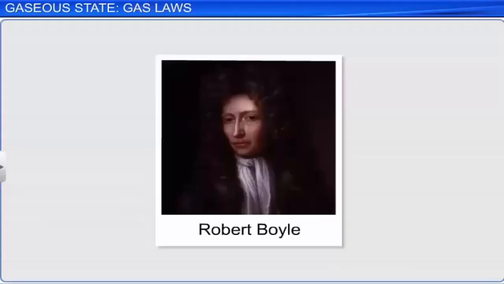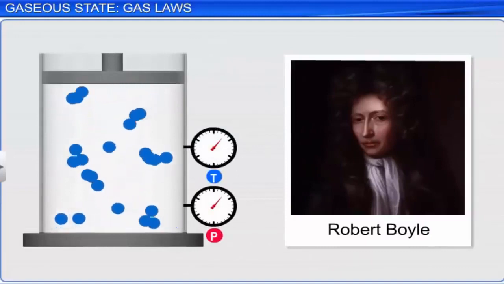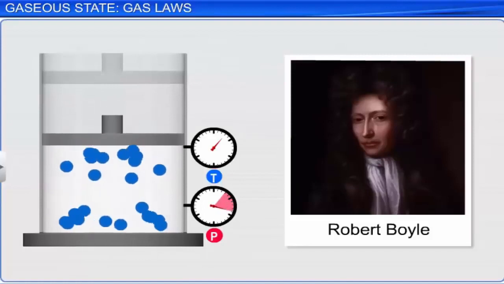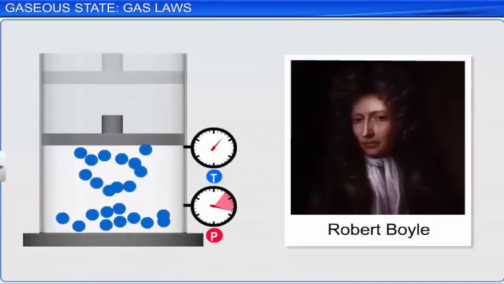In 1662, Anglo-Irish scientist Robert Boyle, after conducting various experiments, concluded that at constant temperature, the pressure of a fixed amount of gas is inversely proportional to its volume. This is known as Boyle's law.